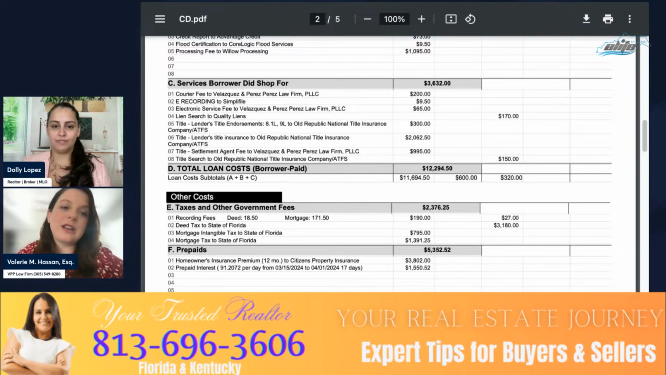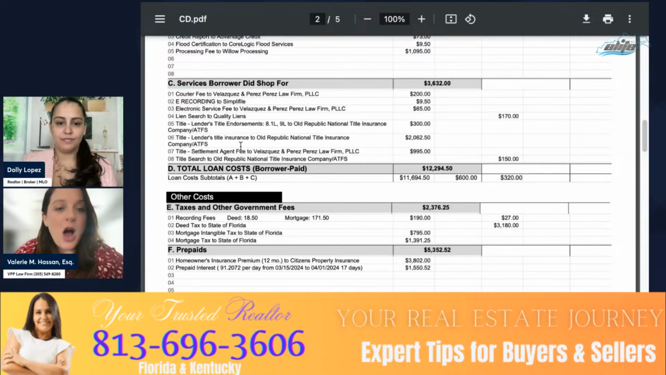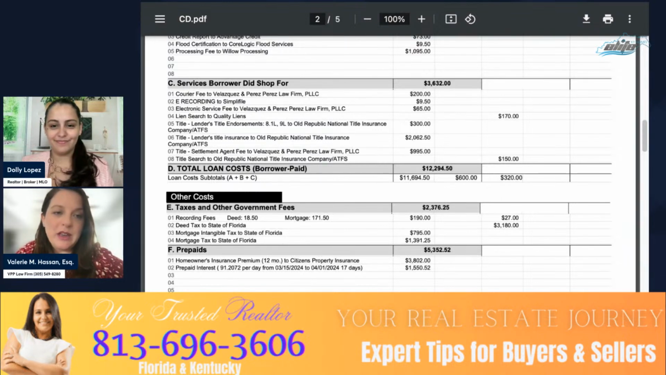You're going to see that you're going to be paying what's called a lender's title insurance to Old Republic. That's going to be your basic policy amount. It's right in line 6, the lender's title insurance. Correct. That $2,000 figure, like we've explained before, is a one-time fee that you pay for title insurance and you don't have to pay it again.